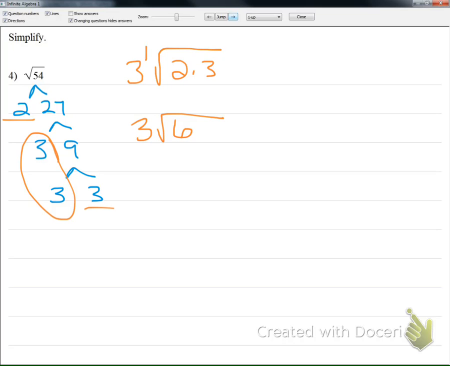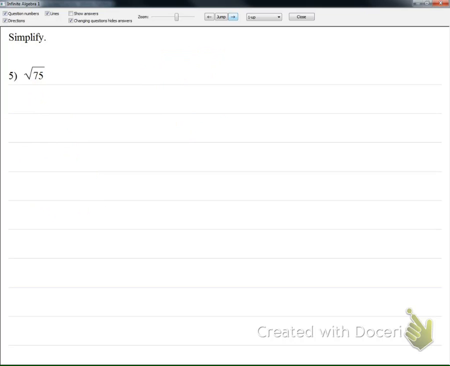Now I don't expect that you got that one right away because it was a little bit different from the previous examples. So let's do some more. Go ahead and do number 5. I think you can do this one though. Push pause and then push play when you're ready to check.